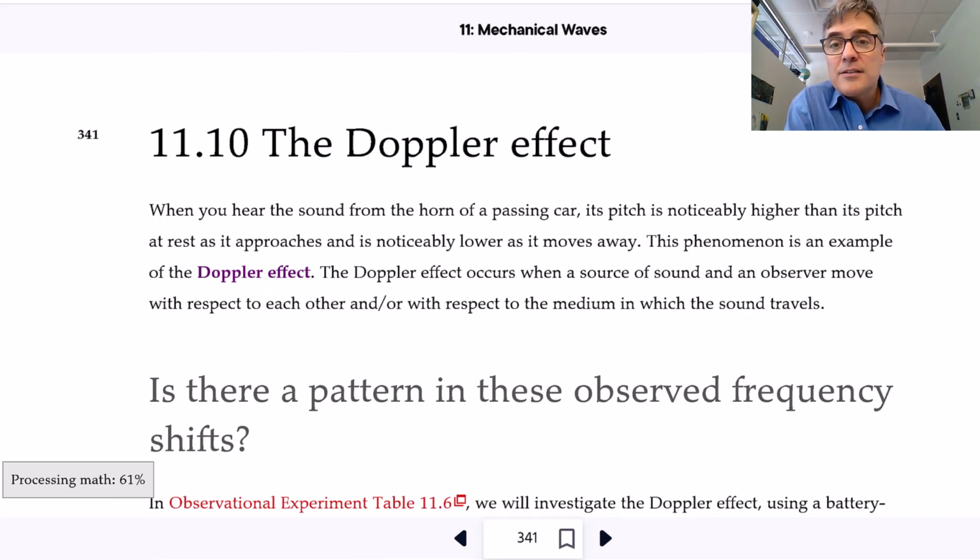And the last section is the Doppler effect, but in fact we're going to be skipping that section this semester, unfortunately, just in the interest of doing some course review.